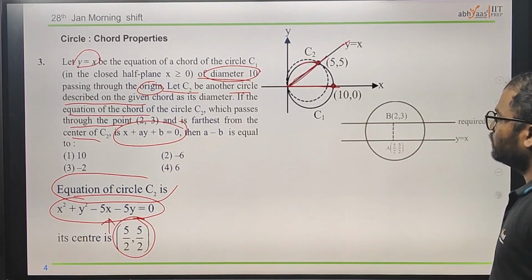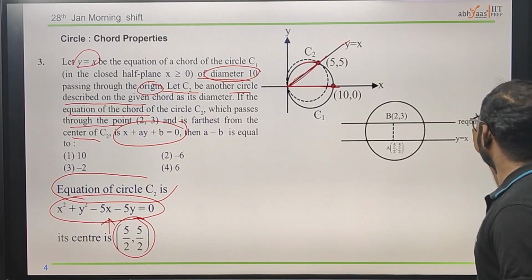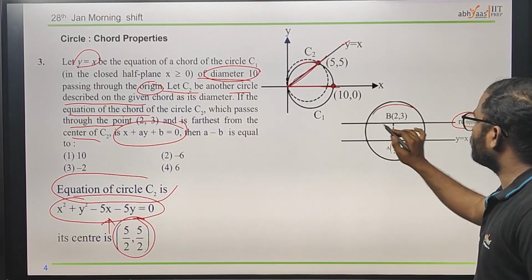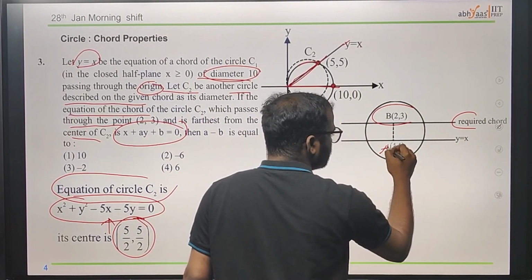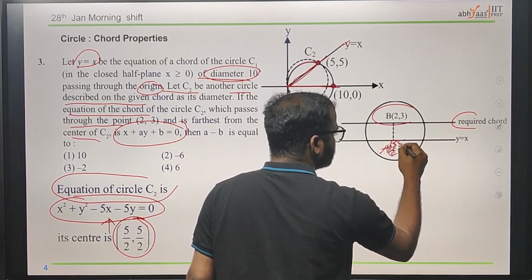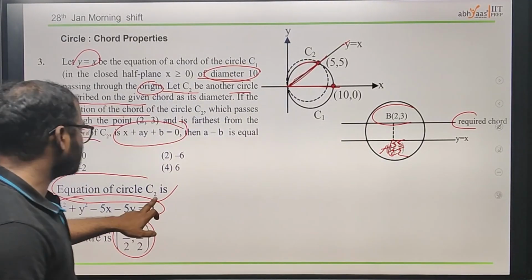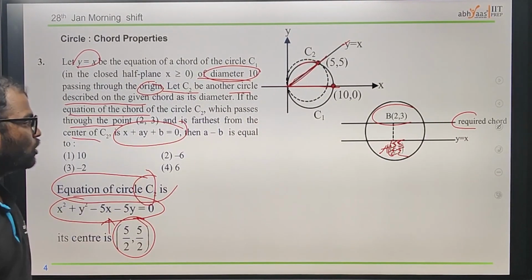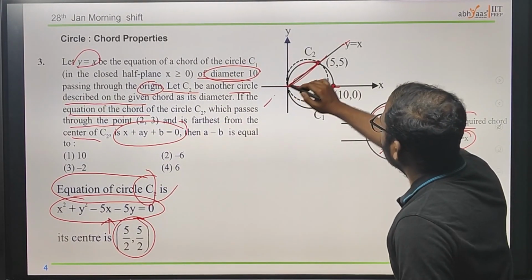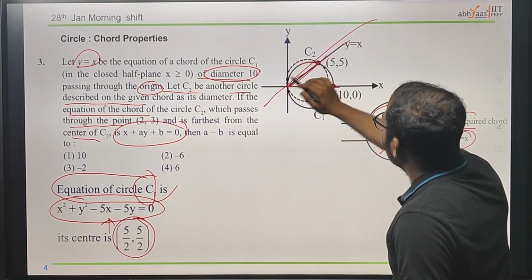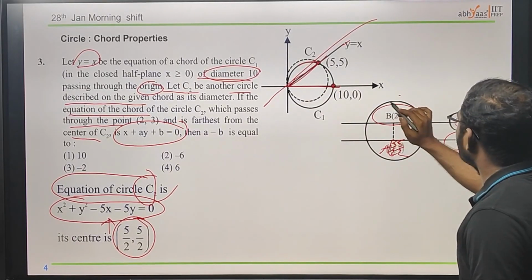Next, similarly, if you observe, what is the required chord? B is the point (2, 3) and A is (5/2, 5/2), which is the center of this circle C2. I hope you understood what I am saying. Now, with the line y equals x, this is y equals x, and this is the circle C2.